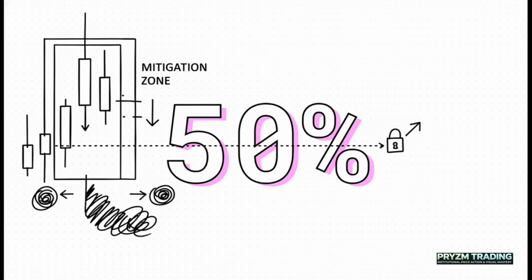But here's the catch. You don't just blindly buy the open of that candle. Institutional algos love to retest deeper to grab maximum liquidity. So you have to set your limit order precisely at the 50% equilibrium midpoint of that wick to open zone. This is exactly how you let the market come to you.